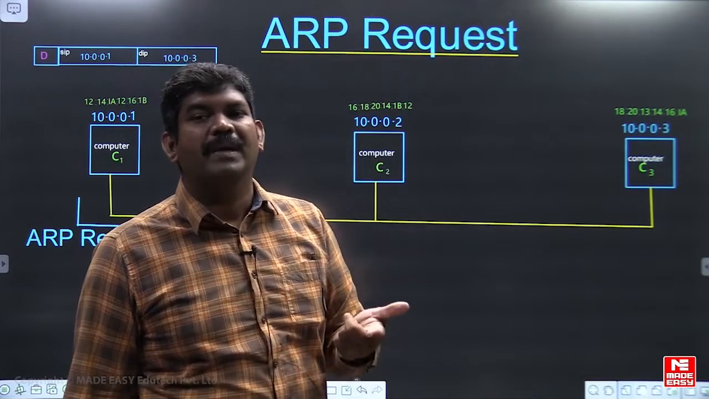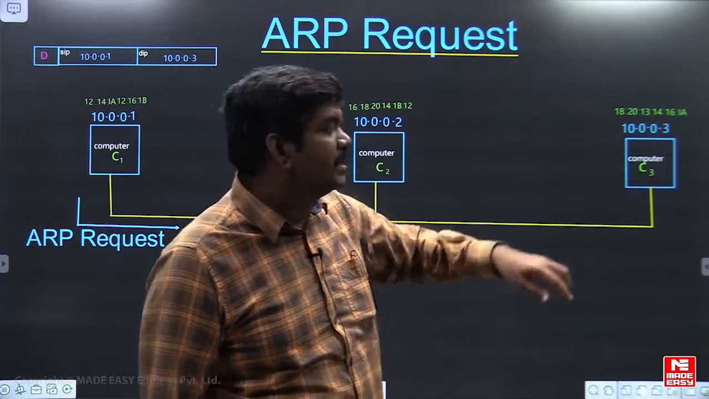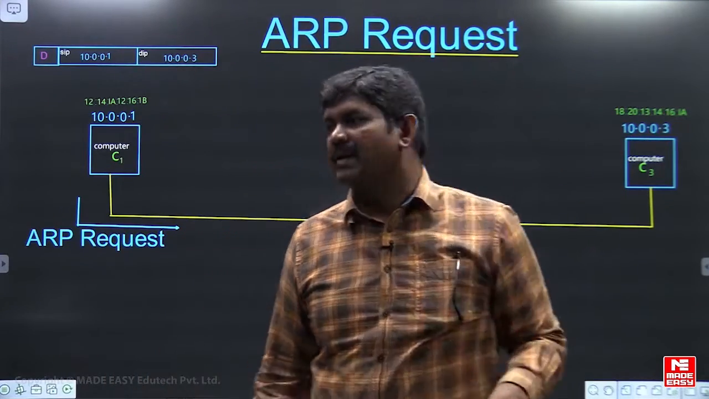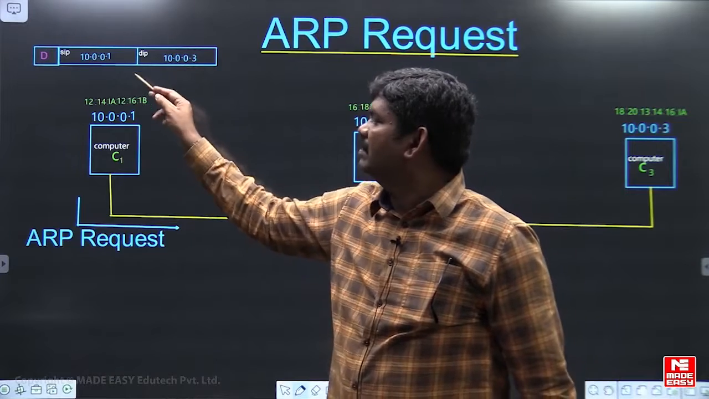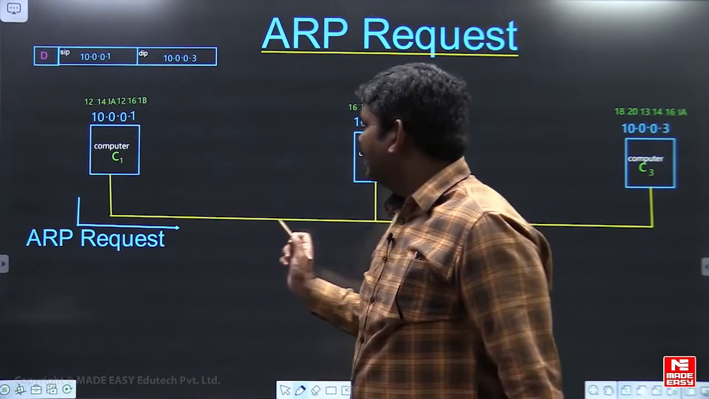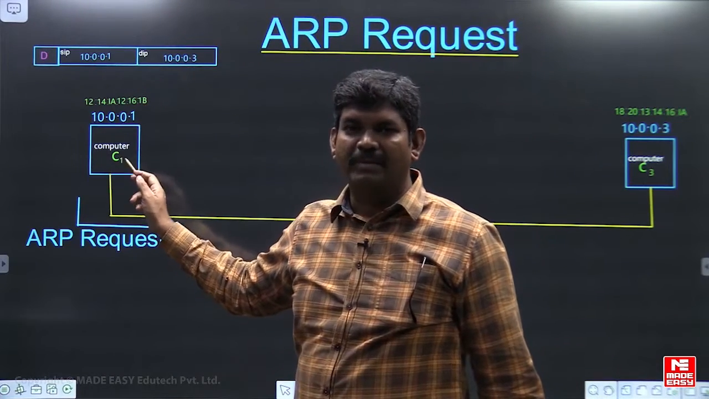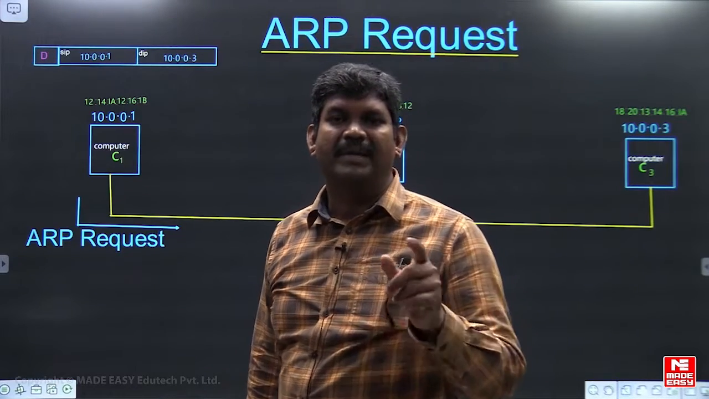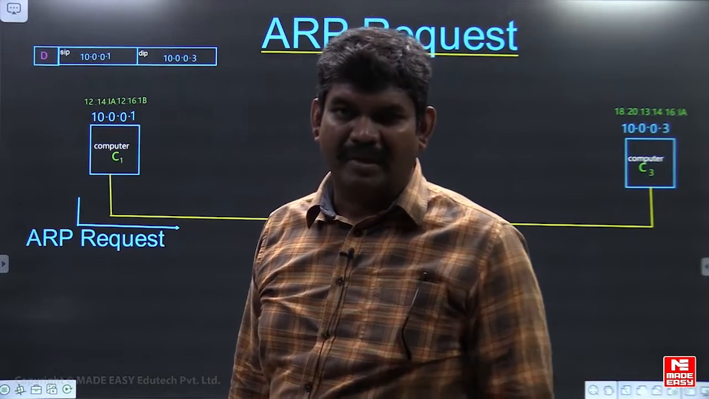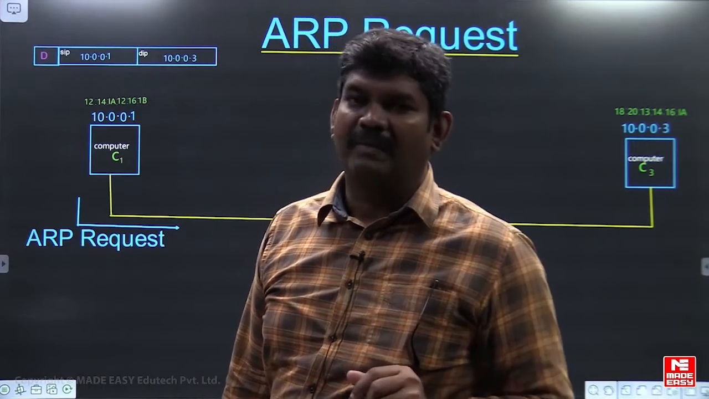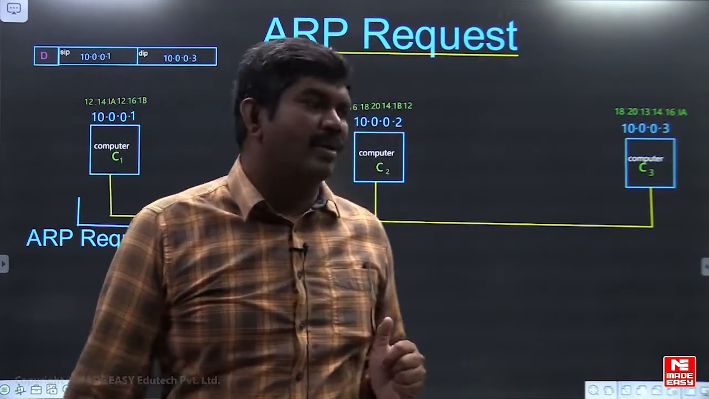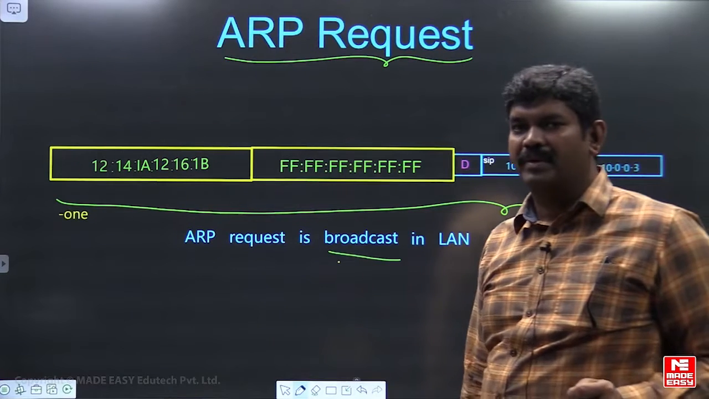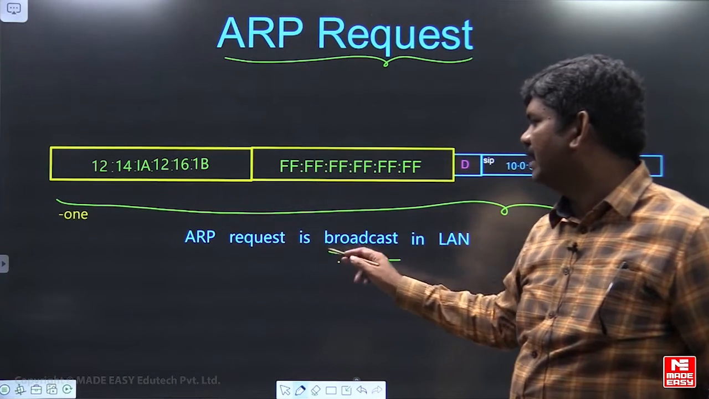In the ARP reply, what would be the source MAC address? It is the MAC address of this computer. What would be the destination MAC address? It is the MAC address of this C1. This ARP reply comes directly to this computer only, because it is the one that requested. This gives a clear idea. The ARP reply is a unicast. This question they have given: ARP request is a broadcast and ARP reply is a unicast. This is what we have already covered.